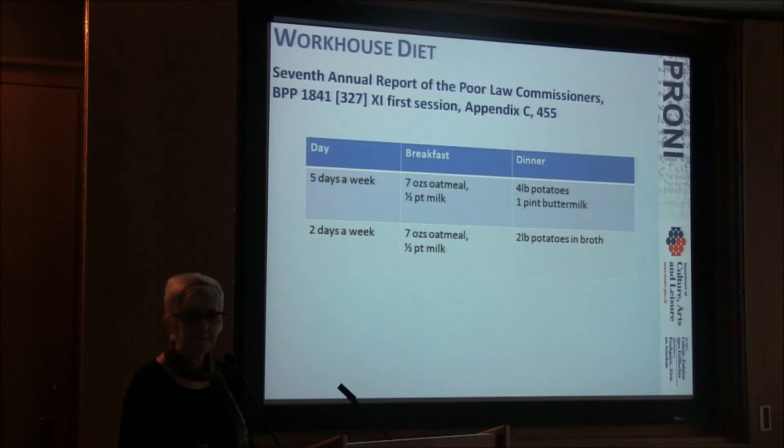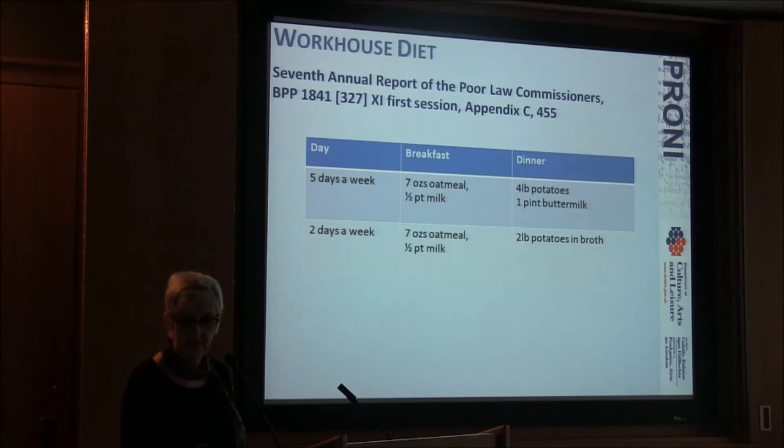This is the workhouse diet. Five days a week, 7 ounces of oatmeal, a quarter pint of milk, and for dinner, 4 pounds of potatoes and 1 pint of buttermilk, or 2 pounds of potatoes in broth. Again, down to two meals, but they're not really making it that substantially worse because you couldn't, but it's still based on the potato.